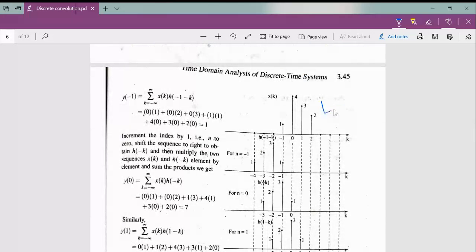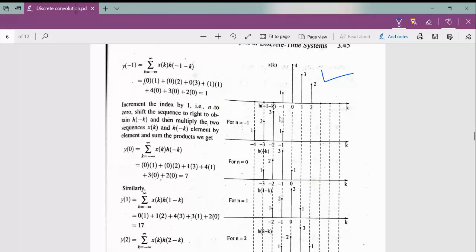Here is our x of k, and this first sequence corresponds to h of minus 1 minus k. We know how to multiply these discrete values. It starts from minus 4, and we need to multiply each term from minus 4 to 2. What is the value at minus 4? Here it is 1, so 1 multiplied by 2, multiplied by 0, then 0, next point also 0, but here we have 2. Multiplying like that and adding together, we get 1.